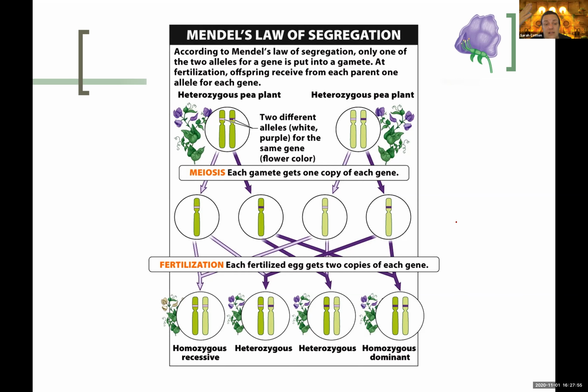The idea is that alleles separate, right? So each individual has two alleles. They separate when you make your gametes. And then when gametes are fertilized, when gametes come together, we're back to having a pair. That's all it means. He didn't even understand the mechanism of this.